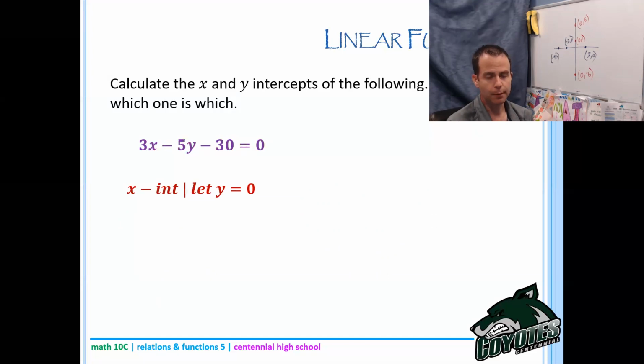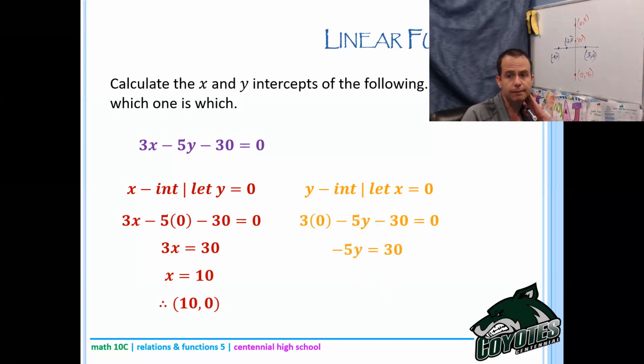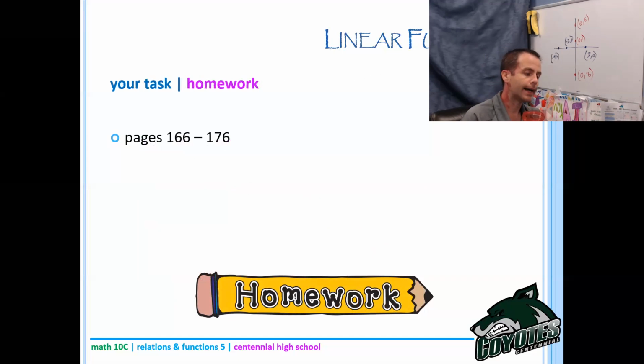Again, if I want the x-intercept, I'm going to let y equal 0. Plug that in, and I have to bring my negative 30 over, so I get 3x equals 30, divide by 3, and I get 10. So the x-intercept is (10, 0). And then if I want the y-intercept, I'm going to let x equal 0, bring my 30 over, and I get negative 5y equals 30. Divide by negative 5, so I'll have y equals negative 6, and that point is (0, -6).